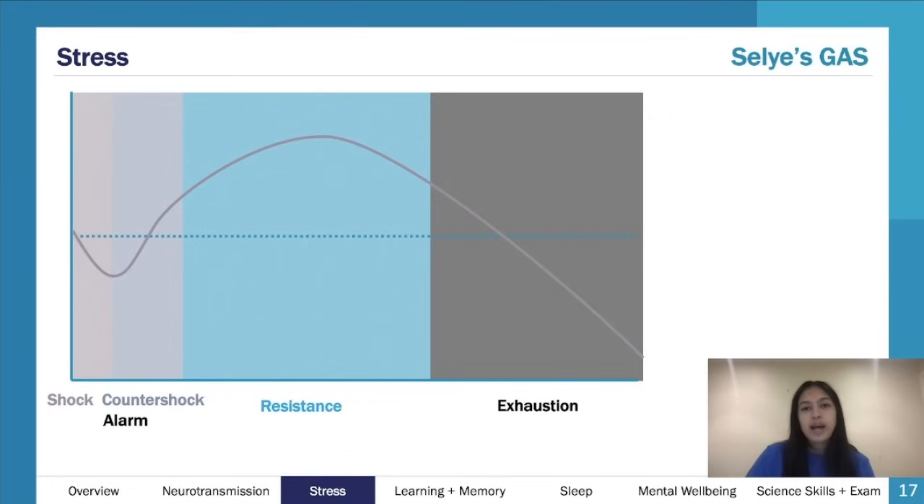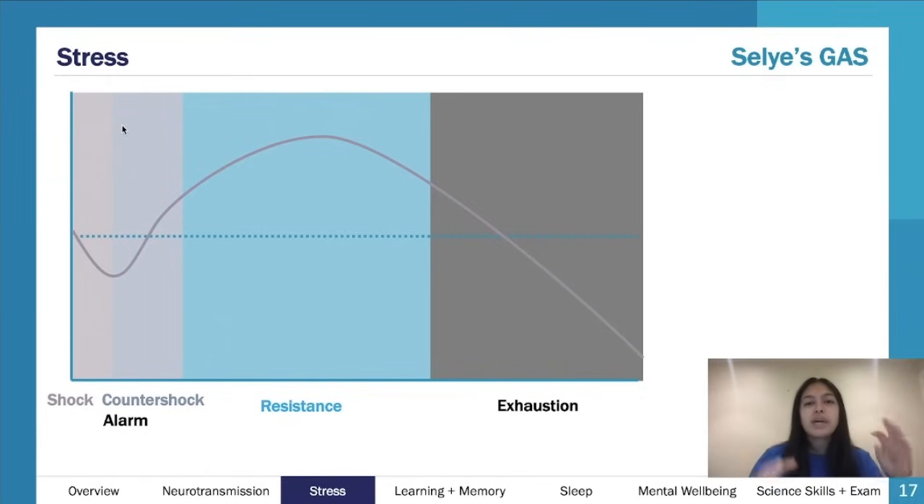Okay, so thinking about our two models of stress, you've got your general adaptation syndrome, which is very biological, and then our transactional model, which is more psychological. So remember that and think about the strengths and weaknesses of each as well. GAS is very focused on physiological responses, but it underplays the psychological response, and vice versa with your transactional model. I'm sure you've seen this graph a gazillion times, but you really have to remember it. It's important and it helps you when you're explaining as well.